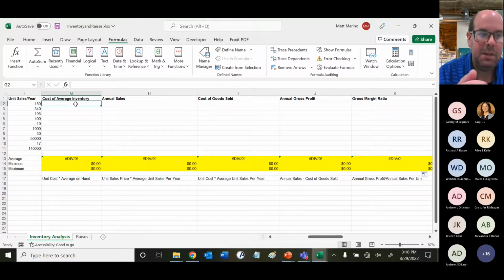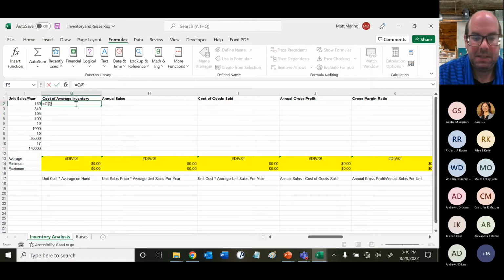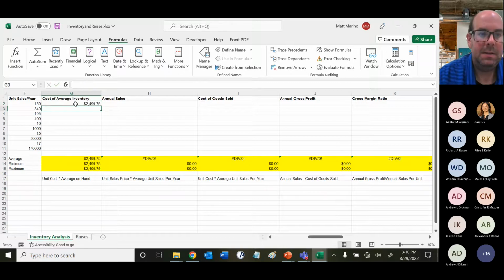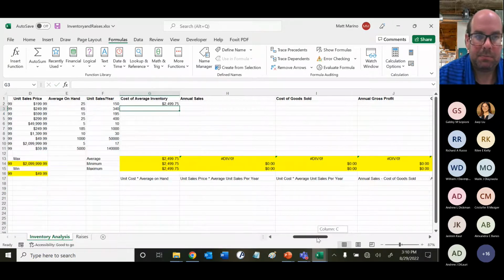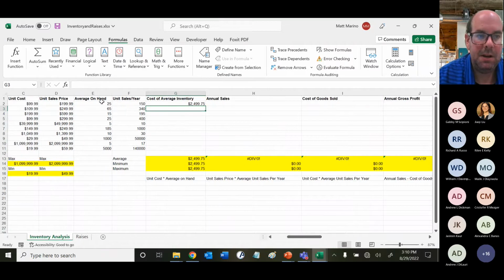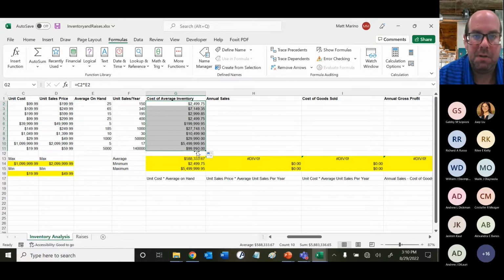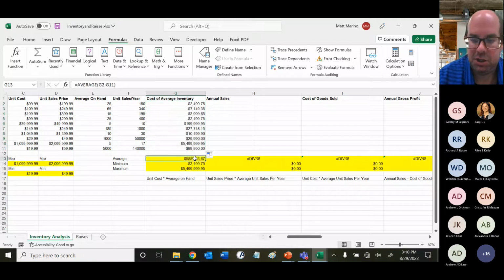Cost of average inventory. We have unit cost times average on hand. In this example, that's C2 times E2. Our unit cost times our average on hand. Again, we click on the bottom of that cell, get the black plus, drag down. It does all the work for us now. And you'll notice our average, min, and max changes.